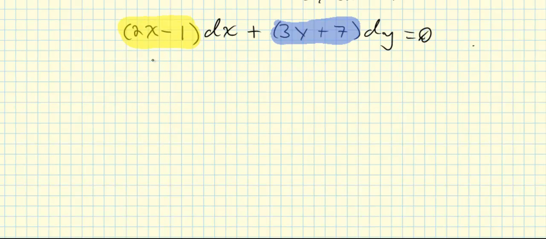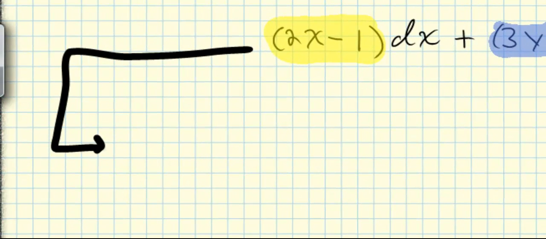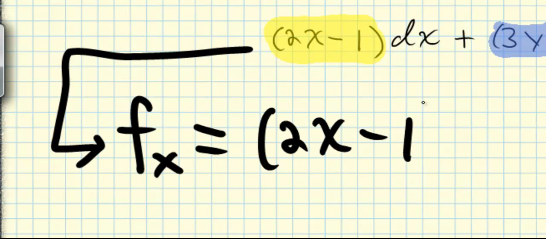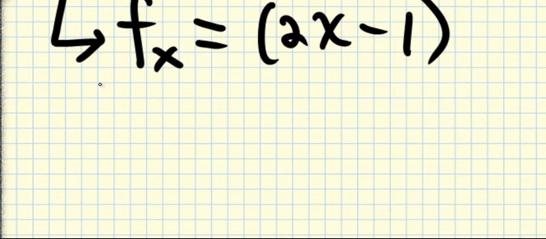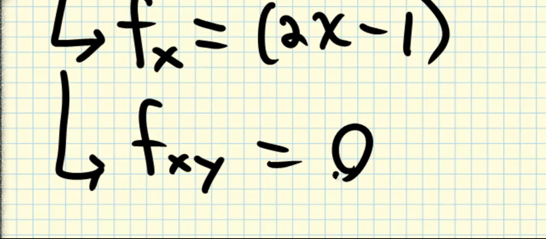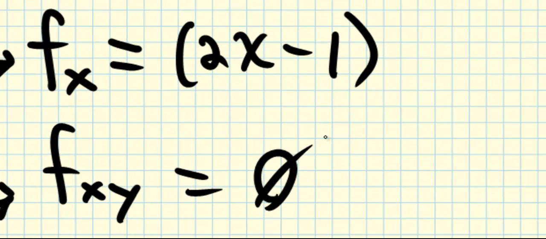Alright, so I'm going to start over here. We know that this here is f of x already, and we know that that equals 2x minus 1. What we need is f of xy. So that's your function with the derivative of x and then with the derivative of y. So now we take this with respect to y, and what we end up with is 0. Okay. Same thing over here.